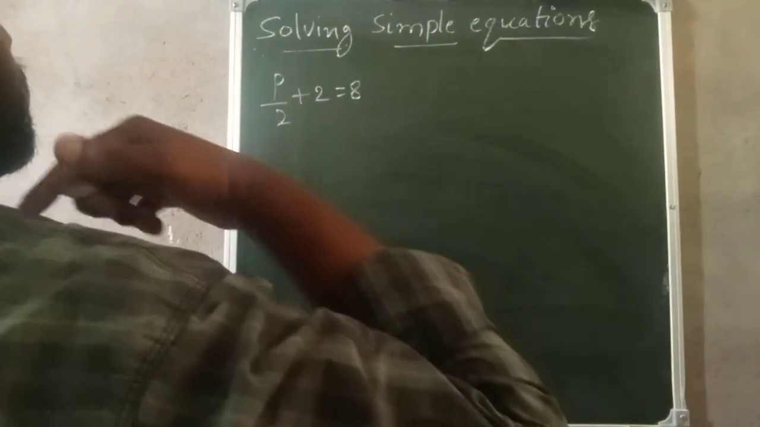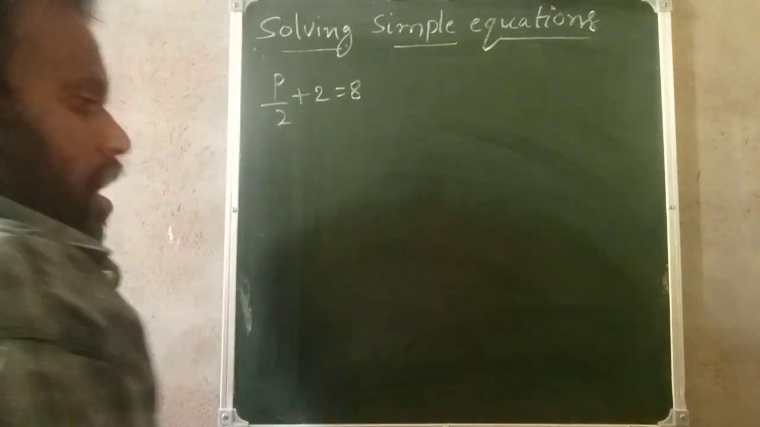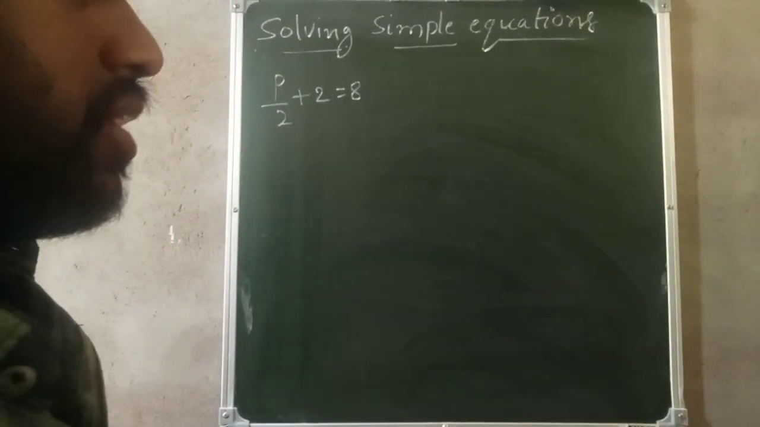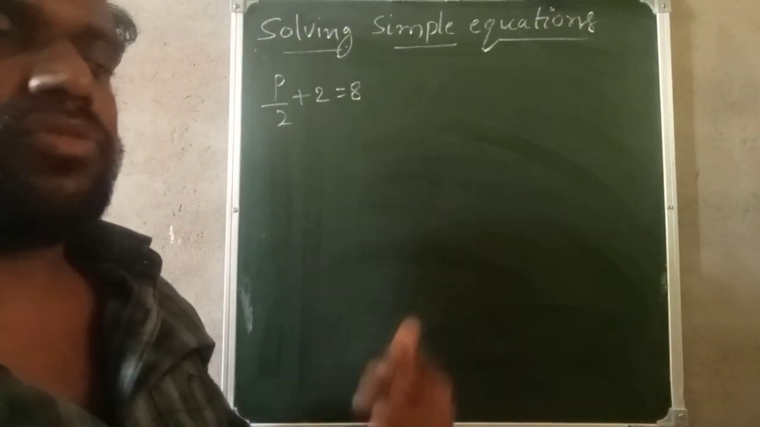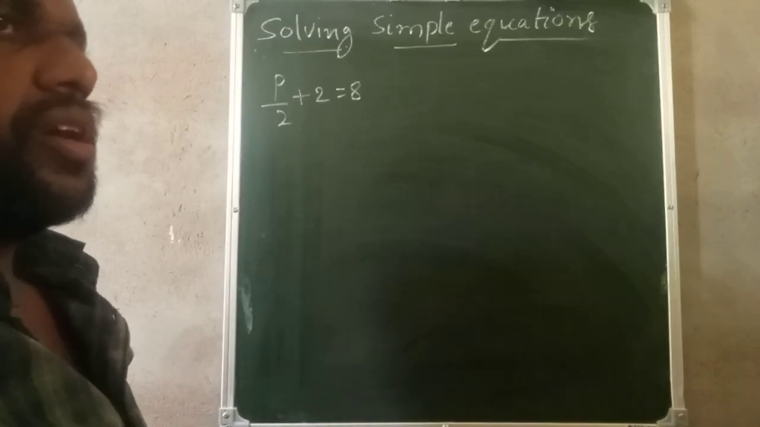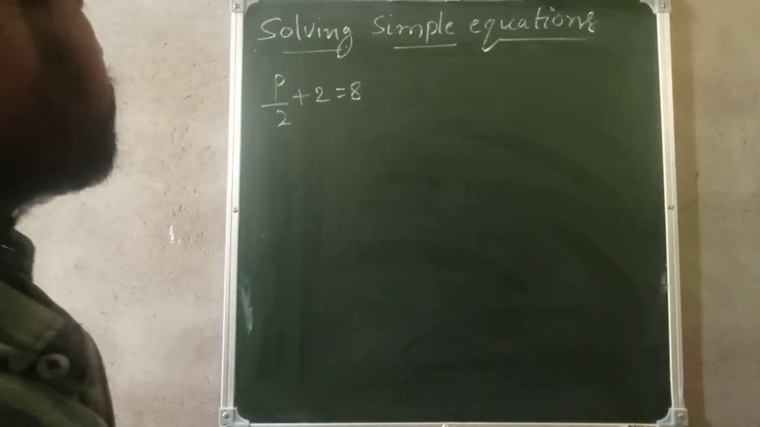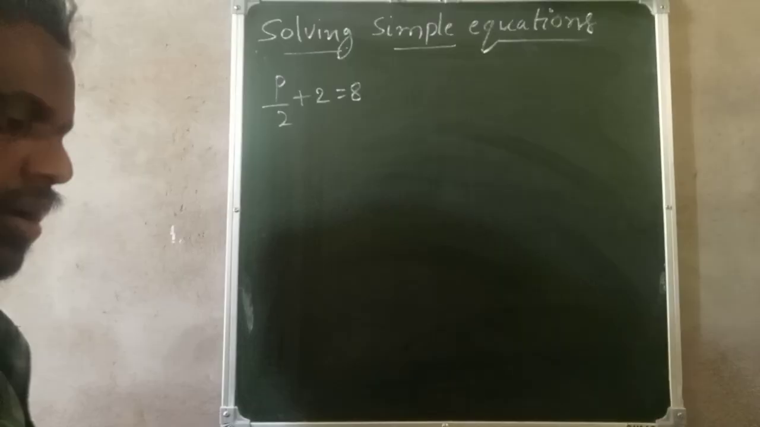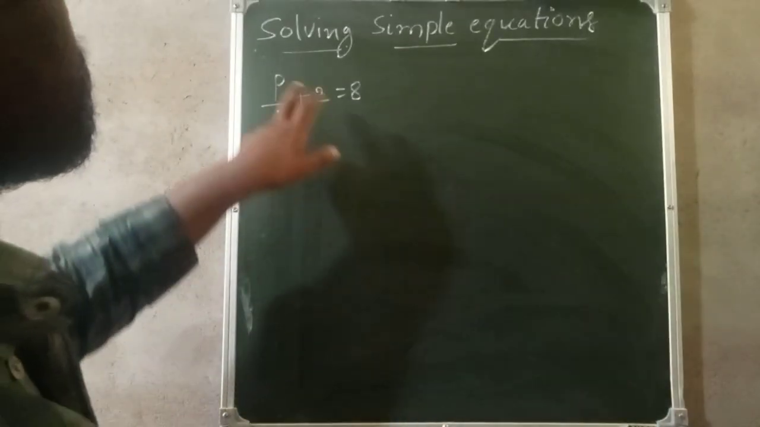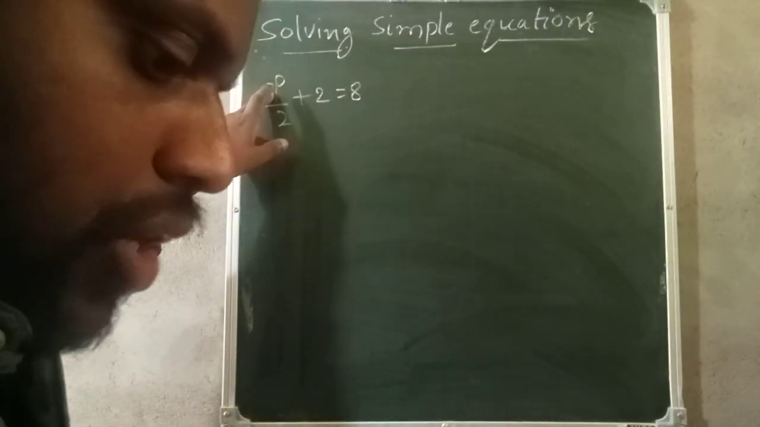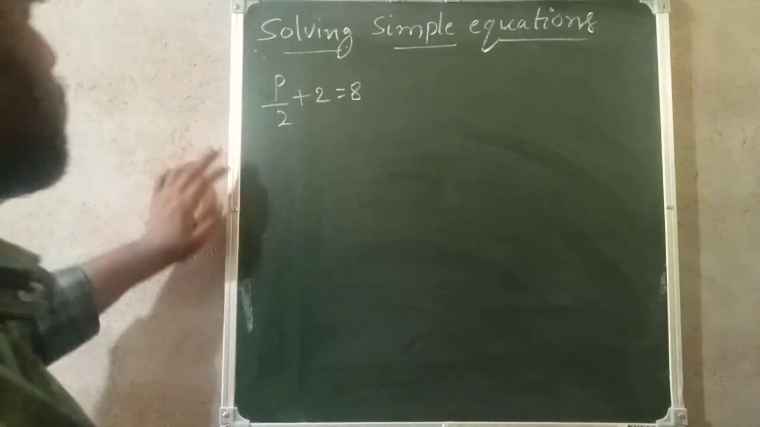Now, solving means we have to find the value of p, as we have seen in the other videos. We have to find the value of the variable. An alphabet letter is usually used as a variable in maths. So here the variable is p, and we have to find the value of p.